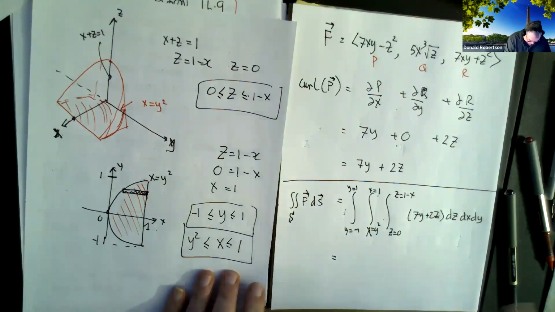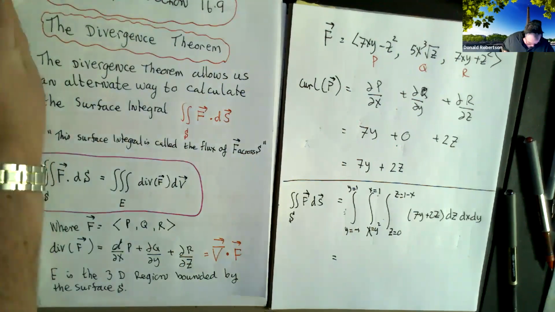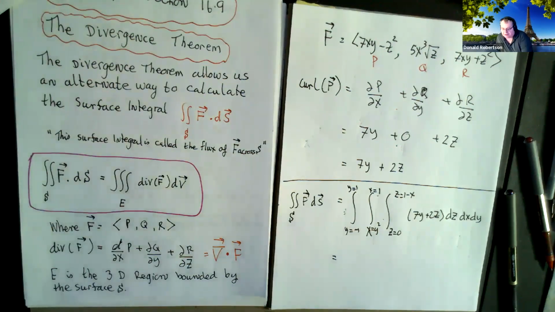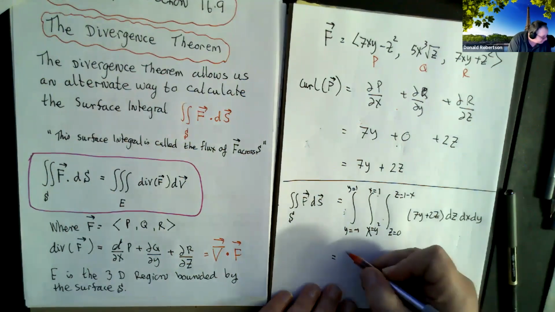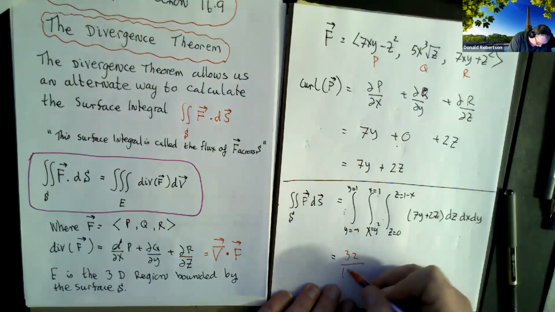Cool. Now, I'm going to leave that guy because he's just ugly and long, but he's just a triple integral like you've done lots of times before. And I'm taking WebAssign's word for it. It's 32/105.